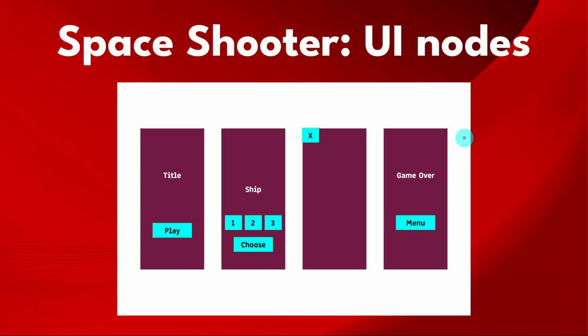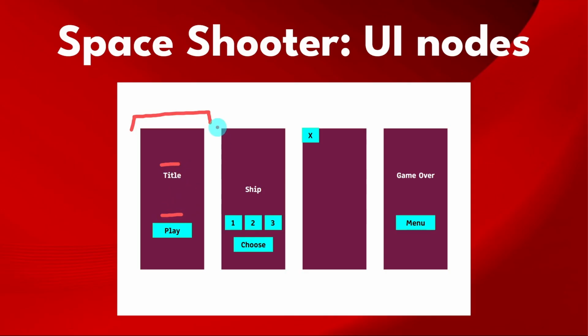This here is all the UI we are going to create. It's going to consist of 4 different UI nodes. The first one here on the left is going to consist of the start screen. This of course is going to have the title of the game and the play button.